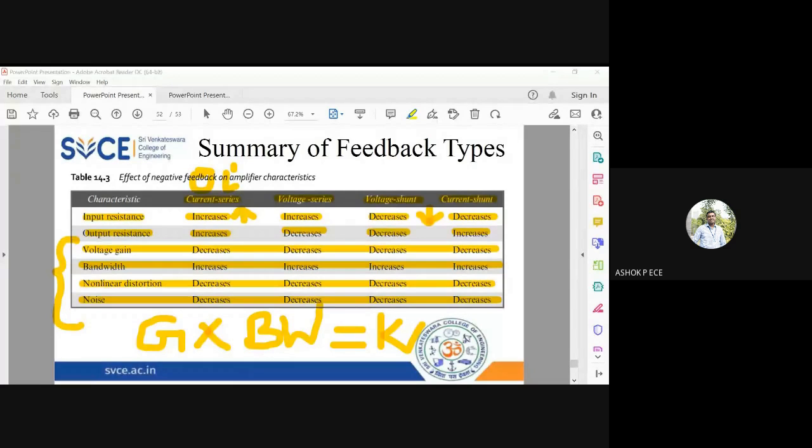So any doubt in this table and the voltage and current feedback, whatever we have studied, you can ask now. I have told you all possible shortcuts. We'll pause for a few seconds, and if you have any doubt, please unmute yourself and ask. Without getting your doubts clarified, there is no point in continuing our learning. If you remember this table, it's going to be very, very easy for you.